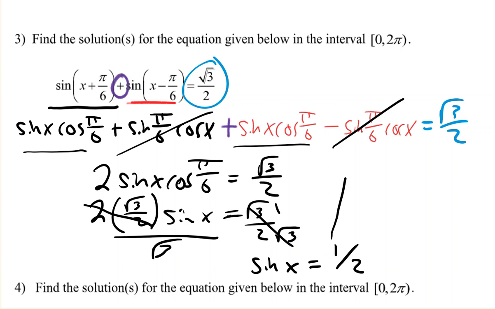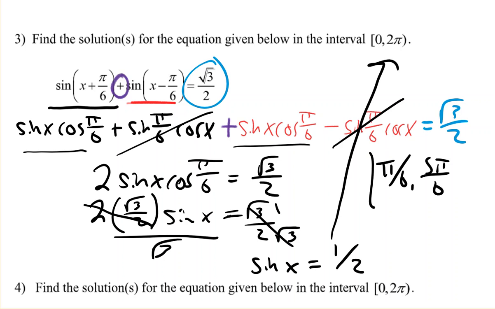So, where is sine a half between 0 and 2 pi? Pi over 6 and 5 pi over 6. Those are the solutions to that equation, which means I should be able to plug them in, and it makes that original equation true. So, of course, with the calculator, that would be a good idea to do that.